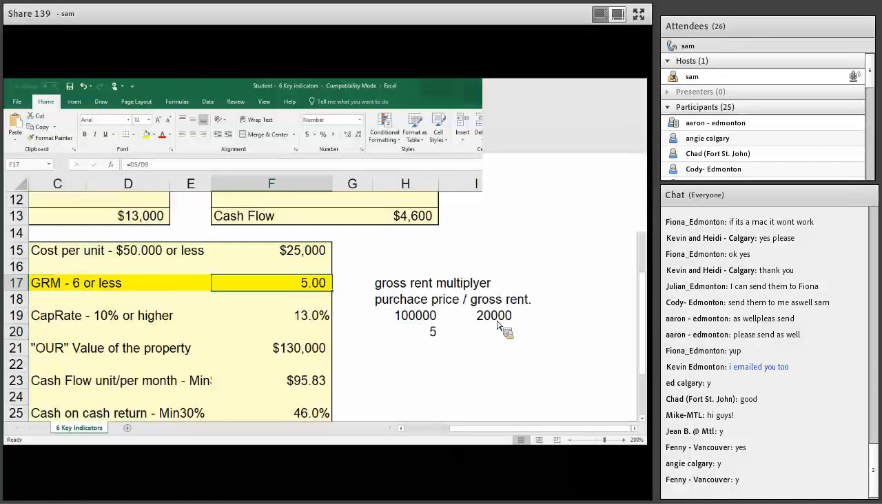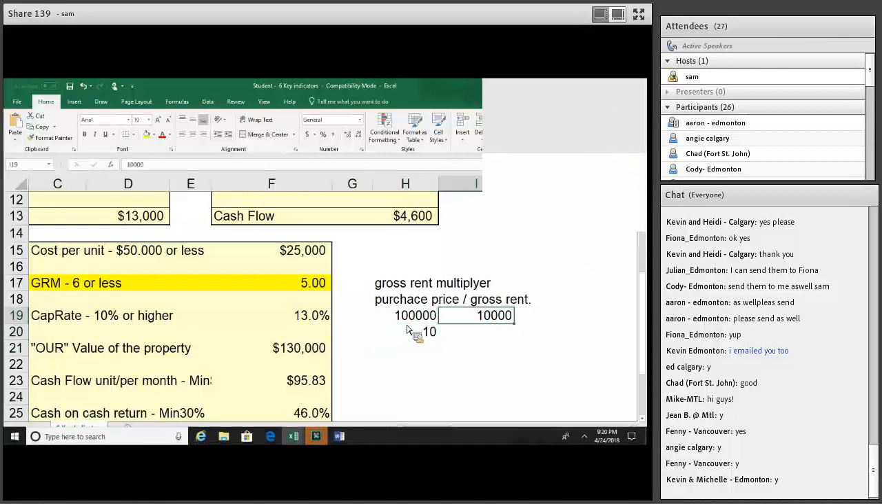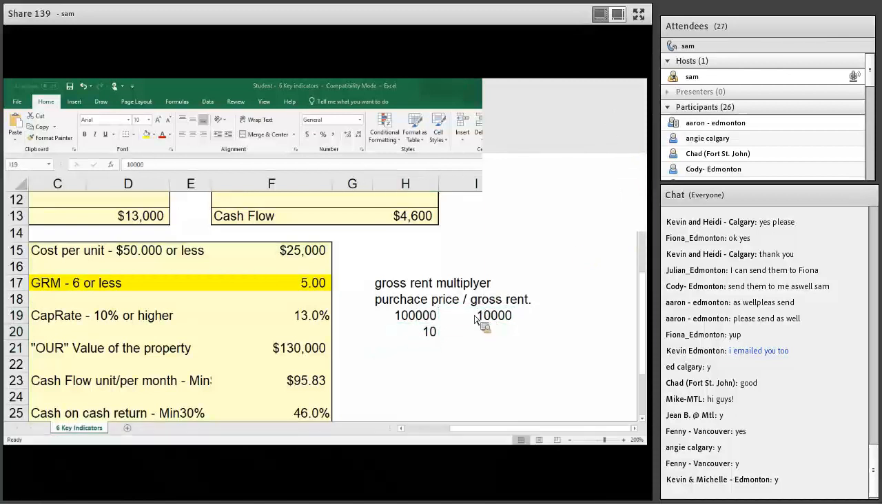We don't want this number to be bigger than 6. Why? Well, let's say that the gross rent was $10,000. If the gross rent is $10,000, then the gross rent multiplier would be 10. That means I need 10 years of gross rent to cover the cost of the property. Okay. Now, why is that not good? Well, obviously, the higher the number, the less gross rent we're bringing in, right? And the gross rent is what we start with before we start looking at expenses. So we want the highest possible amount coming in.